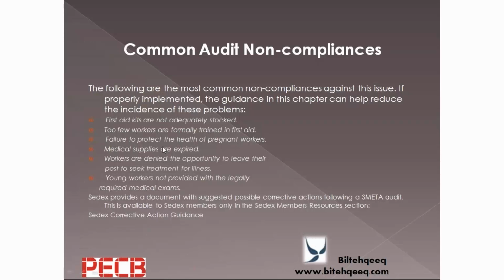And next is a failure to protect the health of pregnant workers. It is the responsibility of the organization to protect pregnant workers or expectant mothers. Some organizations are not taking care of pregnant workers, and somewhere the medical supplies are also expired. The items of the first aid kit are found expired.